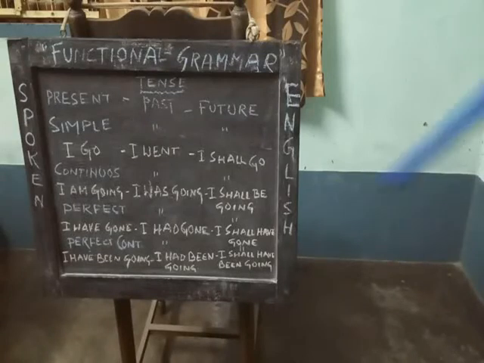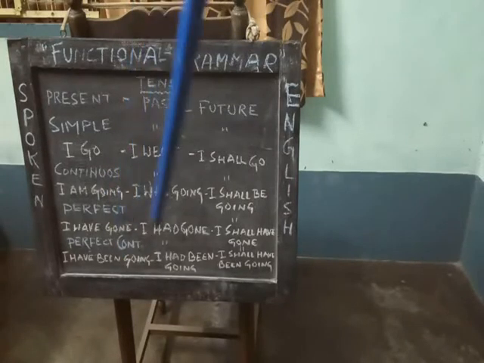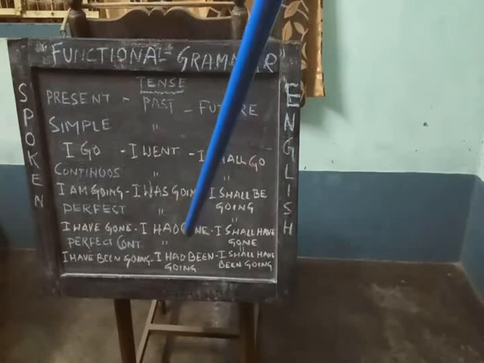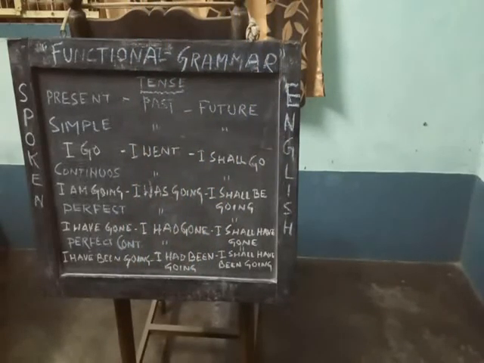What is the difference between perfect and perfect continuous? In case of perfect, it has been stopped. Okay? In case of perfect continuous, it is still going on. This is the difference only. Okay? So as far as present is concerned, I think that theoretically you have understood.